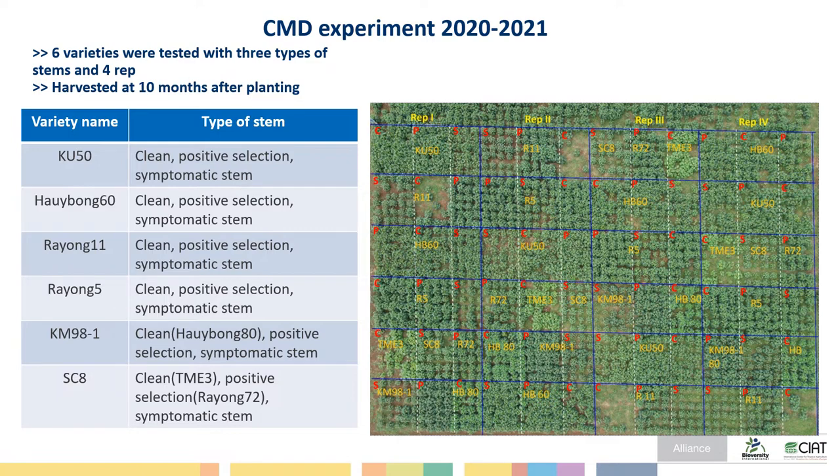This is the third year of the experiment. For the first 2 years, we found that KU50 and Huibong 60 were less susceptible to CMD. Years 1 and 2 of the project demonstrated that yield declined between 30 to 50% from clean plants without visual disease symptoms in the planting material, depending on the varieties and time of infection. So in this experiment, we use 6 varieties with 3 types of stem.